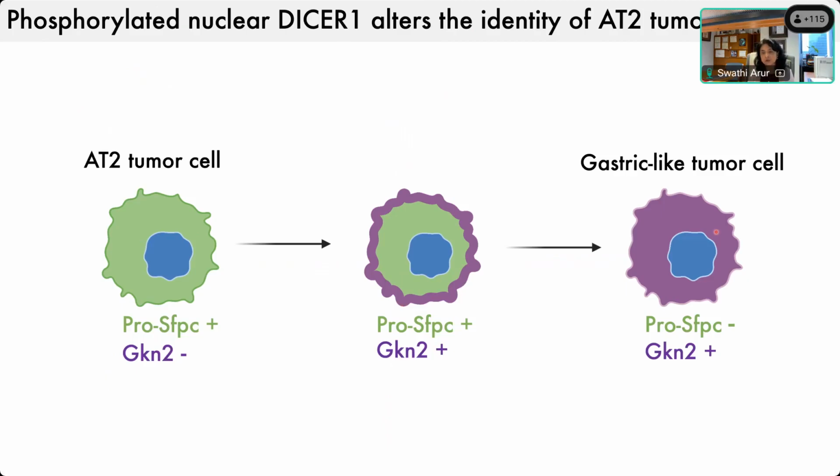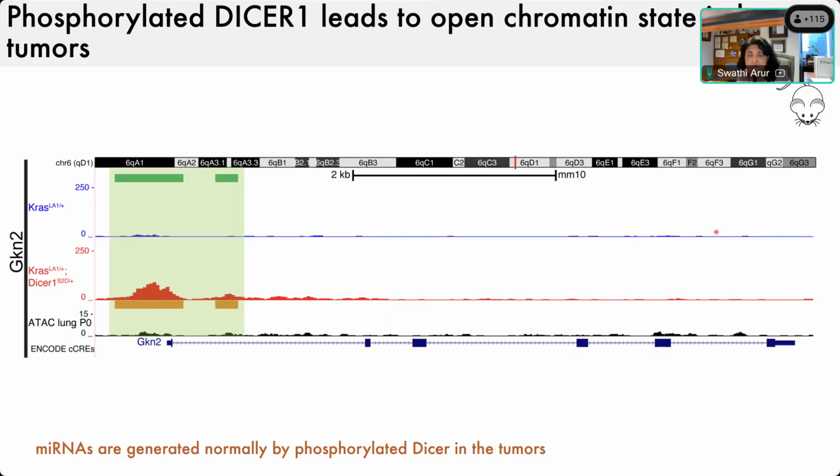So we said, how can phosphorylation of dicer do this? How do you change the fate? And one way to change the fate is to really go into the chromatin and open the chromatin, because everything in the end is controlled through our genetic material. So we performed an ATAC-seq analysis on these tumors, on the same primary tumors that you looked at in the slide previously.